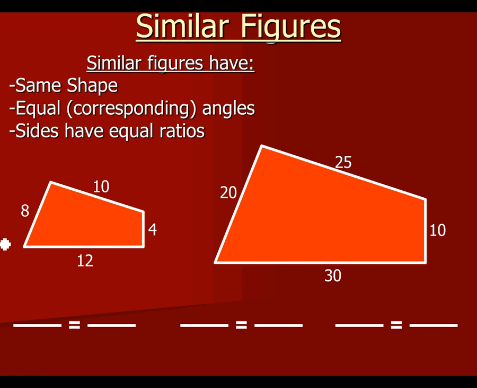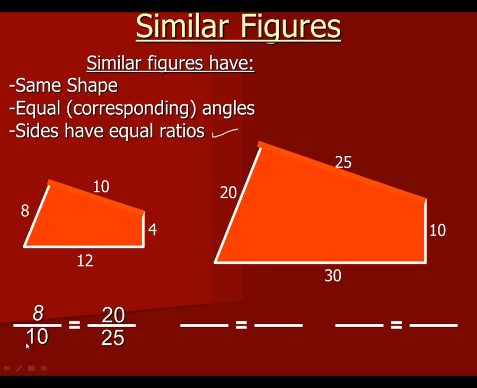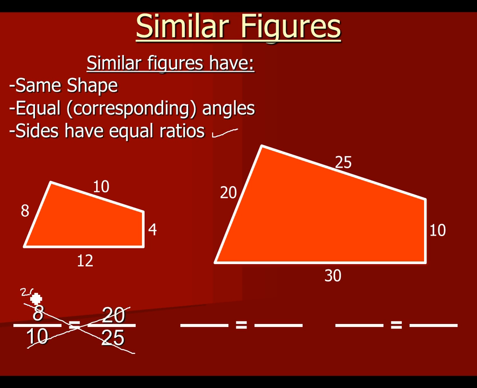The last thing I want to look at is whether the sides have equal ratios. If I look at corresponding sides, like 8 corresponds with 20, 10 corresponds with 25, and I look at the ratios there, that definitely sets up a proportion. Those are absolutely equal to each other. 10 times 20 is 200. 8 times 25 is also 200. So you're dealing with a proportion here, and that will be true no matter how you look at it.